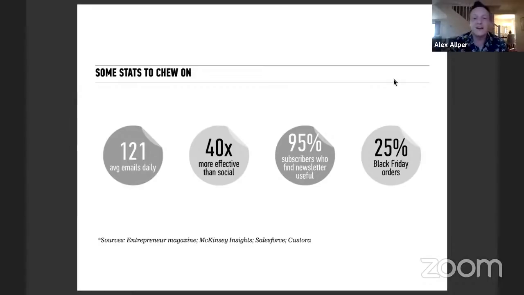But back to email, you guys. 95% of subscribers find a newsletter helpful. Do not put all the information of your newsletter in your newsletter. When you send your newsletter out, ultimately you're trying to drive traffic to that website. If nobody has time to read a 12-page email, right? You want to be very, very, very specific.